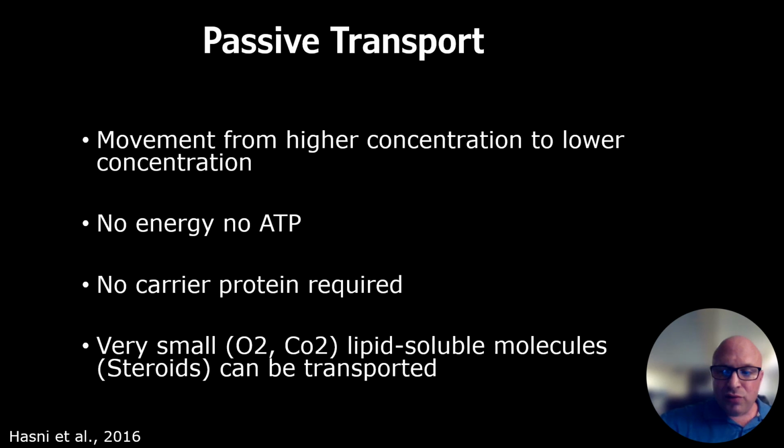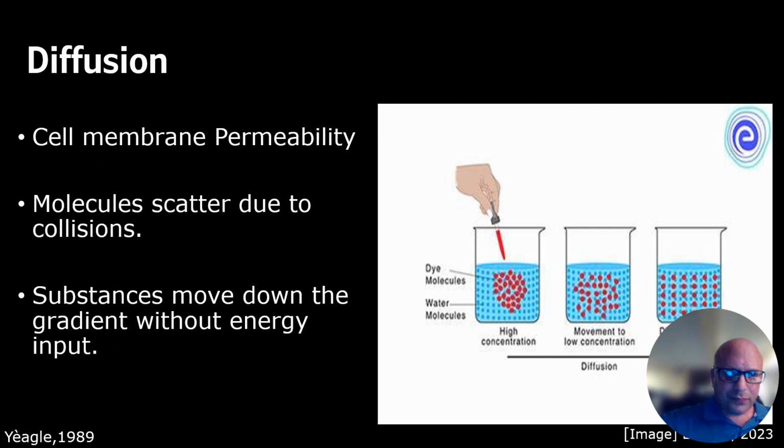Passive transport is crucial in maintaining the proper balance of molecules within the cells and across the cell membranes. It allows cells to obtain the nutrients they need to function properly and to eliminate waste products that could be harmful if they accumulate. You have diffusion, cell membrane permeability, molecules scatter because they collide, substances move down the gradient without energy.